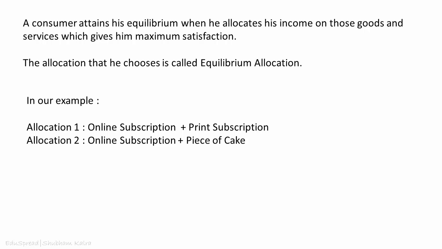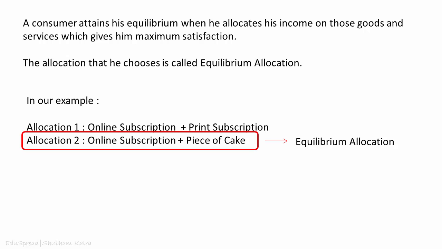In the example that I just discussed, you had two allocations to choose from. Either you could take print subscription and online subscription for $60, or you could use your $60 to buy online subscription and a piece of cake. In this case, this second allocation gives you the maximum benefit. So this allocation is the equilibrium allocation.